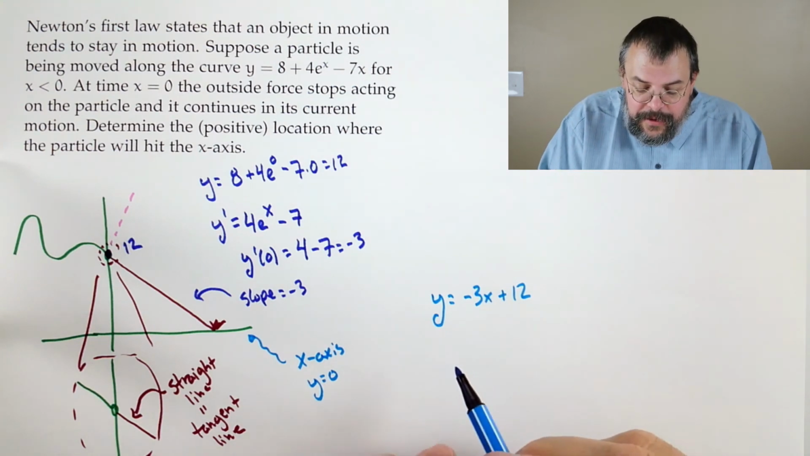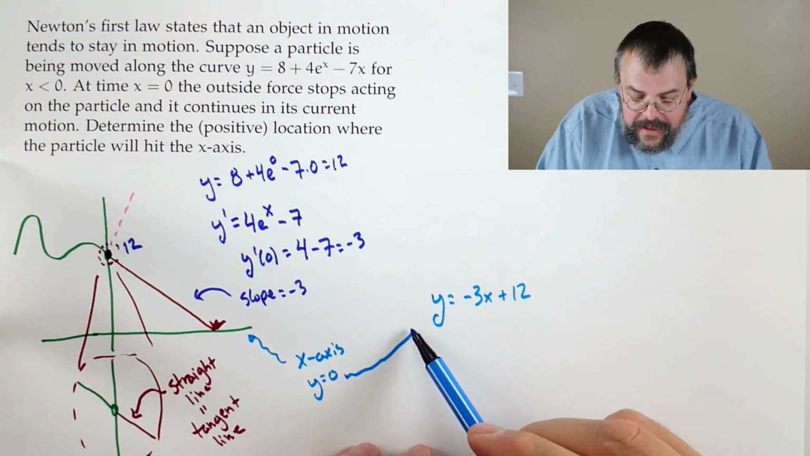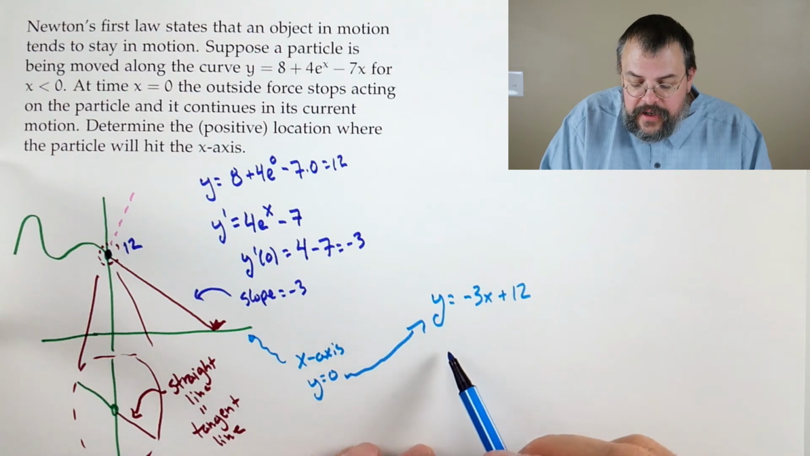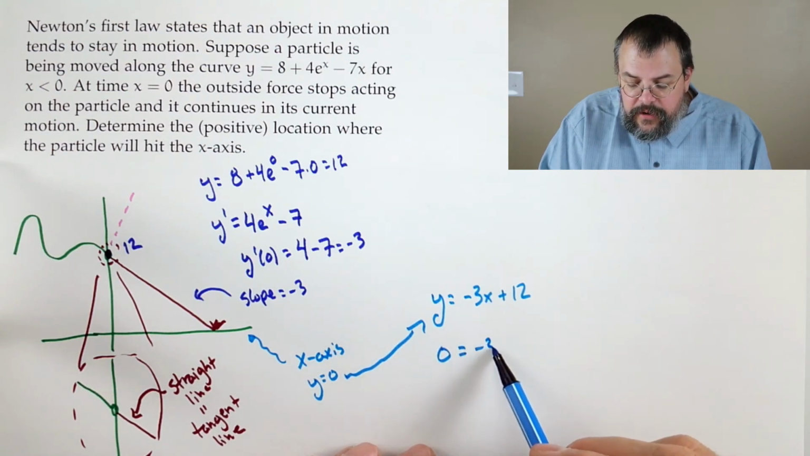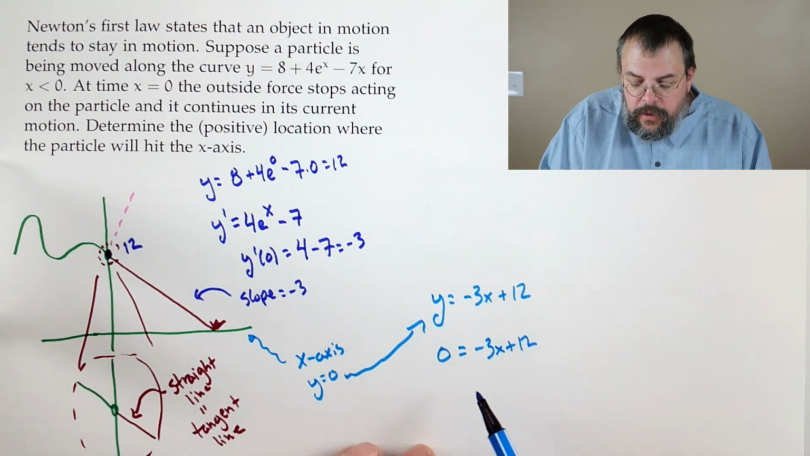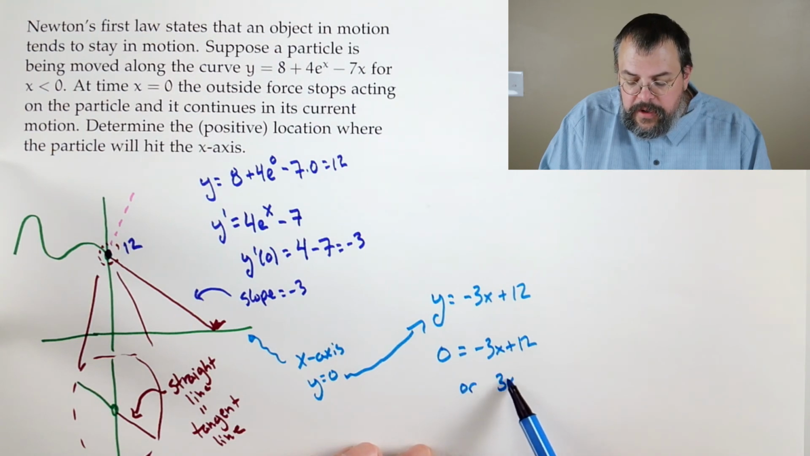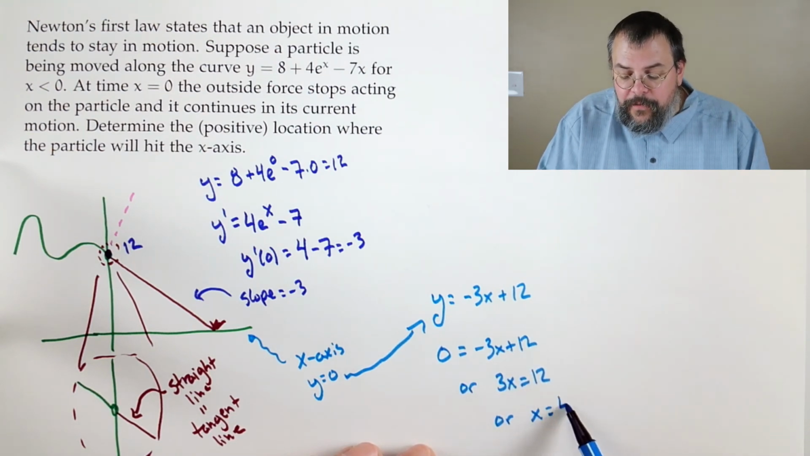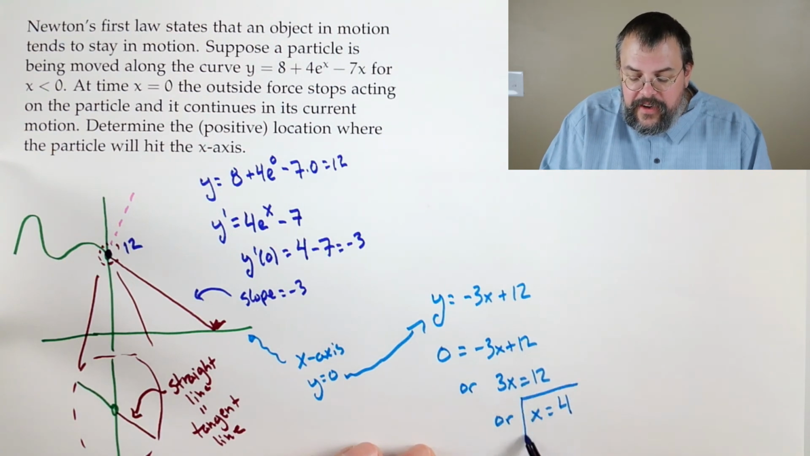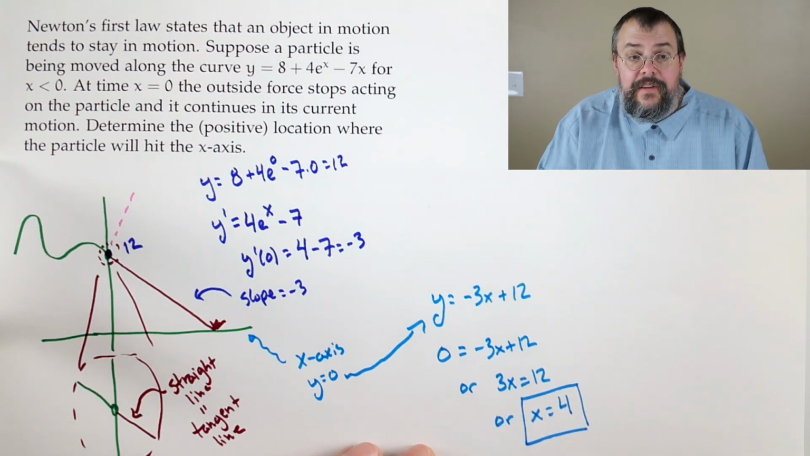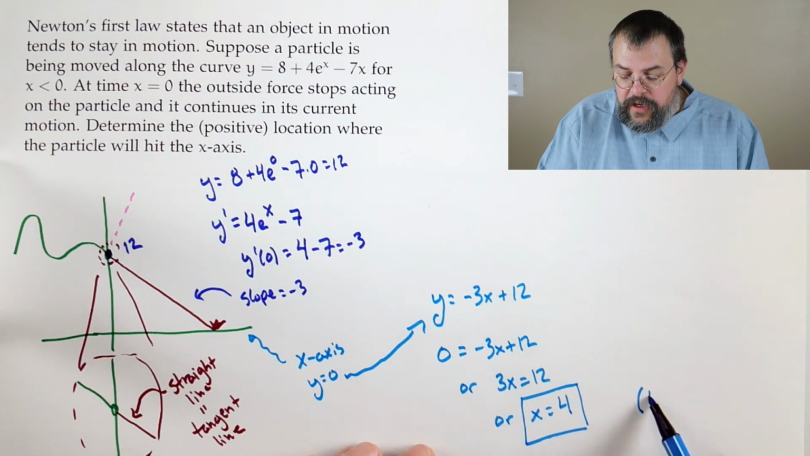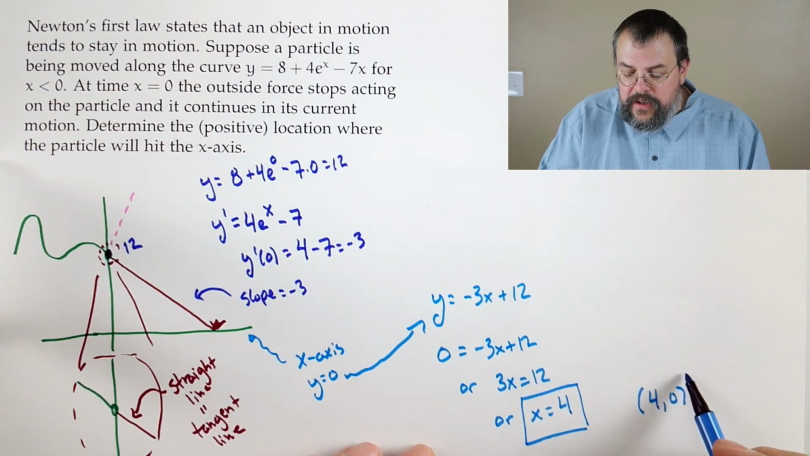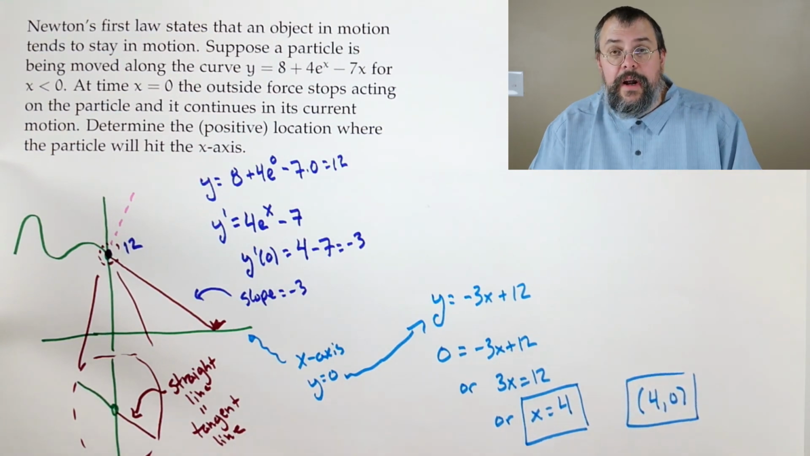So that tells us to plug 0 in here. We need 0 to be negative 3x plus 12, or we need 3x to be 12, or we need x to be 4. And that is where we're going to hit the x-axis. As a point, we can write this as the point (4, 0). That's another way to express what we're after.